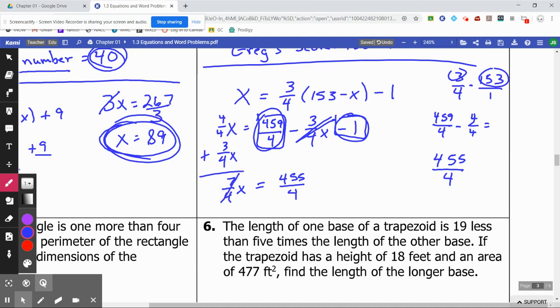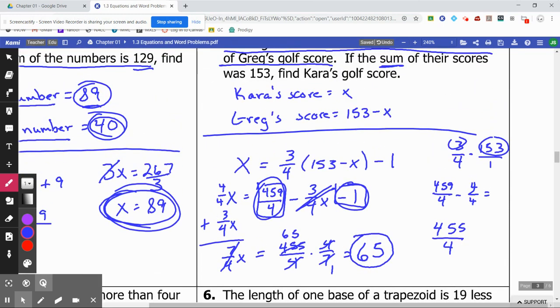To get rid of the 7/4, we're going to multiply the other side by 4/7. The 4's cross cancel. And I believe 455 over 7 would also cross cancel. They'll both divide by 7. 7 into 7 will go once. 7 into 455 will go 65 times. So multiply the tops, multiply the bottoms, gives you 65 over 1, or 65. So x is 65.